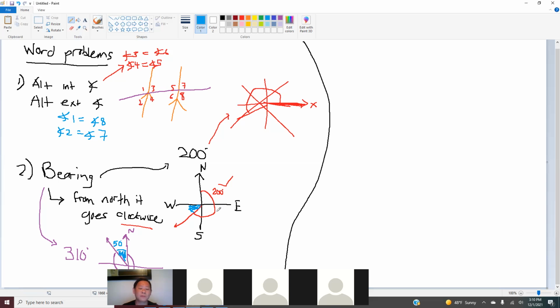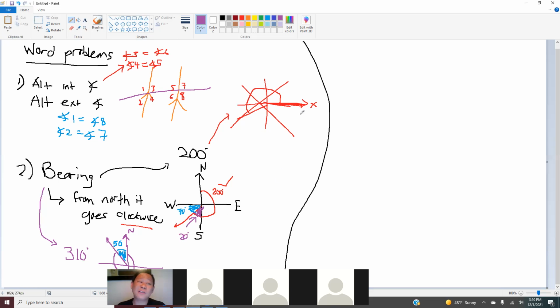Anyone? Back to this 200. What is this blue one? 70. 70, because the whole thing is 270. So this is 200. If you know that is 70, then can you tell me what is the purple one here? 20. 20, because 90 degrees forms the whole quadrant, right?